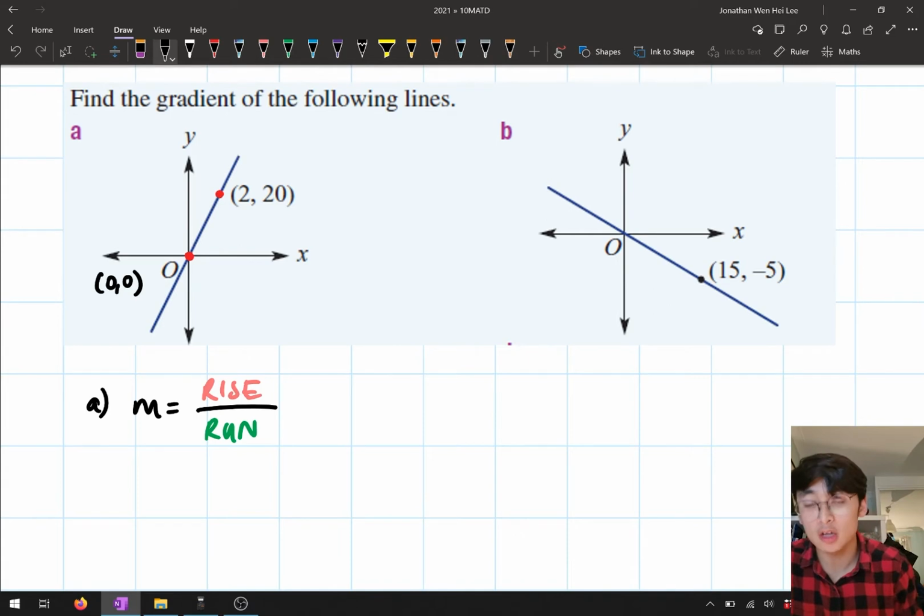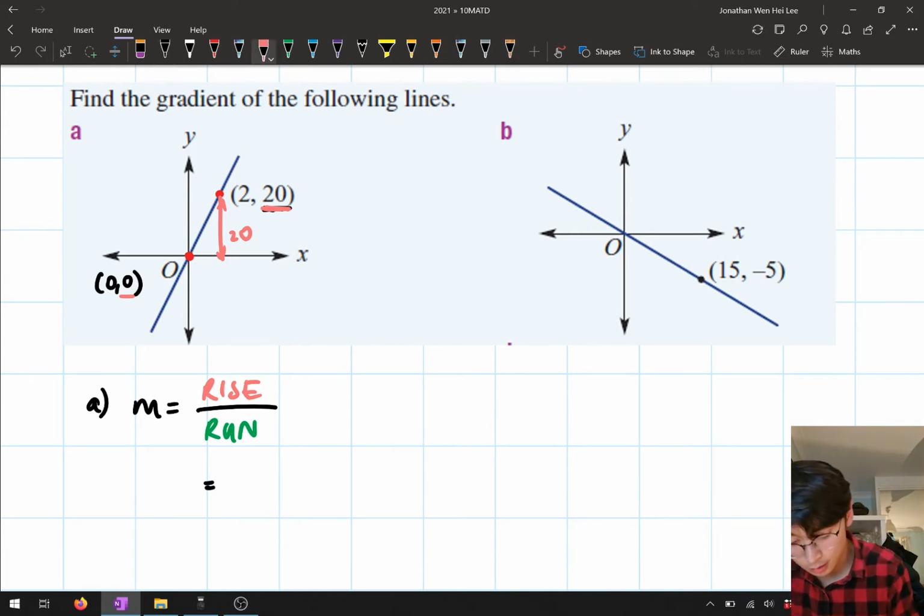Now, if you have a look at my second coordinate, what is the y coordinate of (2, 20)? The y coordinate of (2, 20) just happens to be this 20 at the back here. So what this tells me is to get from 0 to 20, I need to go up 20 units. So here my rise is going to be 20 units.